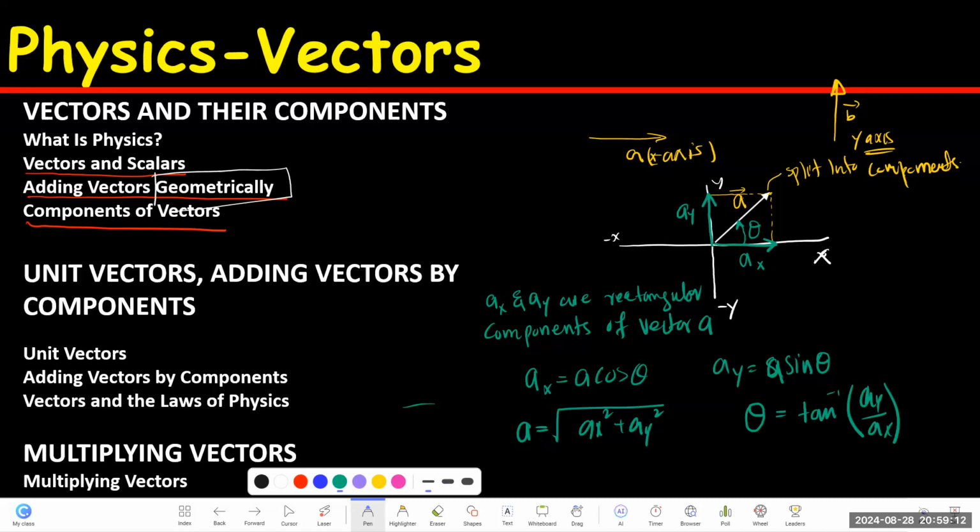Now let's move into adding vector components. But before moving forward, just keep in mind that every time you write a vector with Ax and Ay, you write it like this: A equals Ax i plus Ay j. Since this is the x component, you write the unit vector i, and for the other, the unit vector j. So this i and j are called unit vectors. A unit vector means a vector having a magnitude equal to 1.